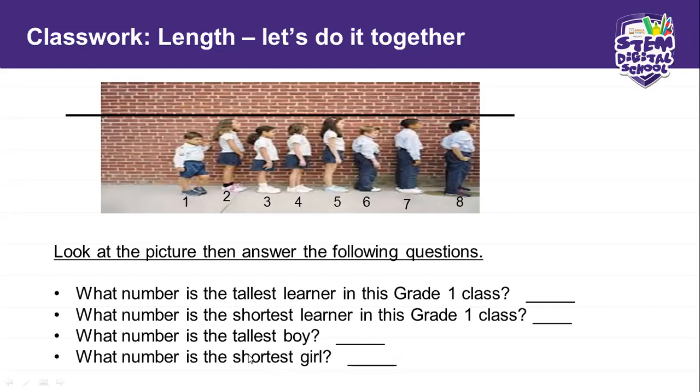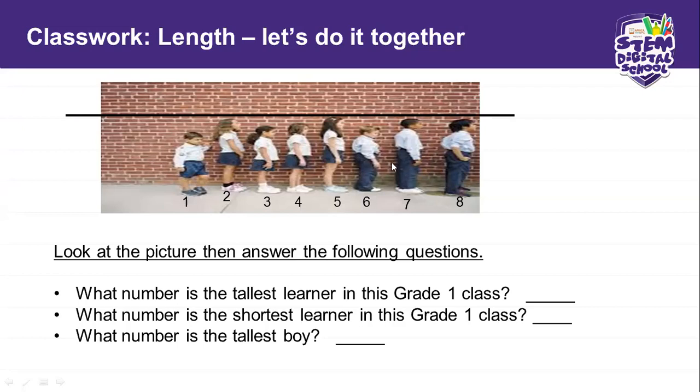Okay, let's see now. What's the next? What number is the shortest girl? Okay, look at our class there. What number is the shortest girl? I see you, Reese. I see you, Mika. Kunashe, Abongiwe, Diresh. Okay, let's look between 3 and 4. Which one is the shortest? I see you, Uyanda. What are you saying, Mika? I see you.